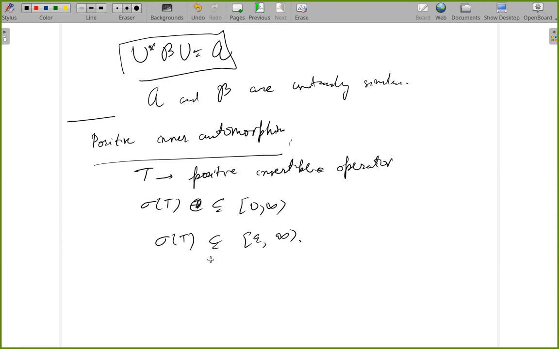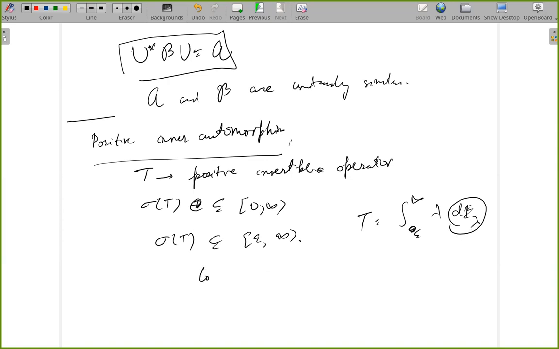Now, the spectral theorem for self-adjoint operators will say that you have a resolution of the identity, so that you have something like the integral from epsilon to infinity of lambda dE lambda. So this is the resolution of the identity. The spectral projections that you'll get are here.